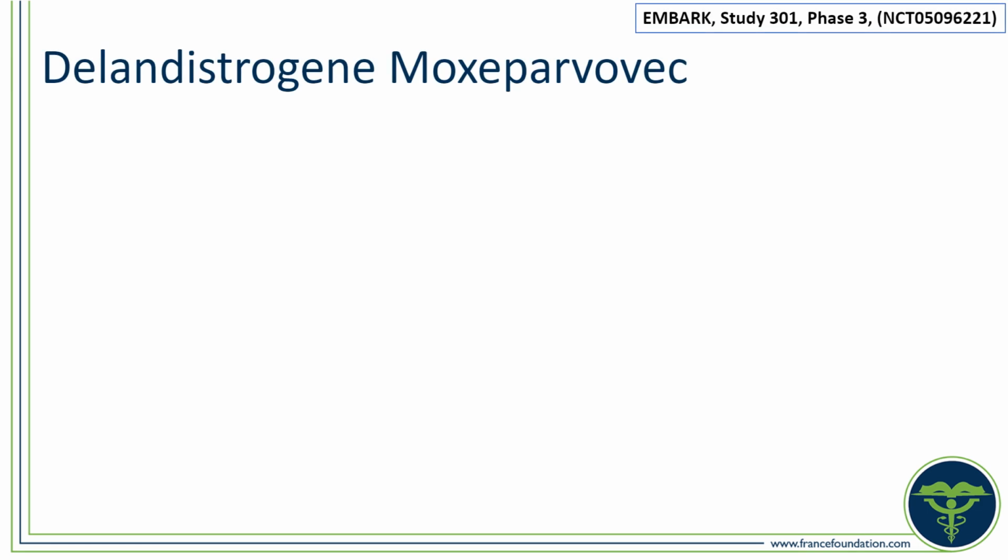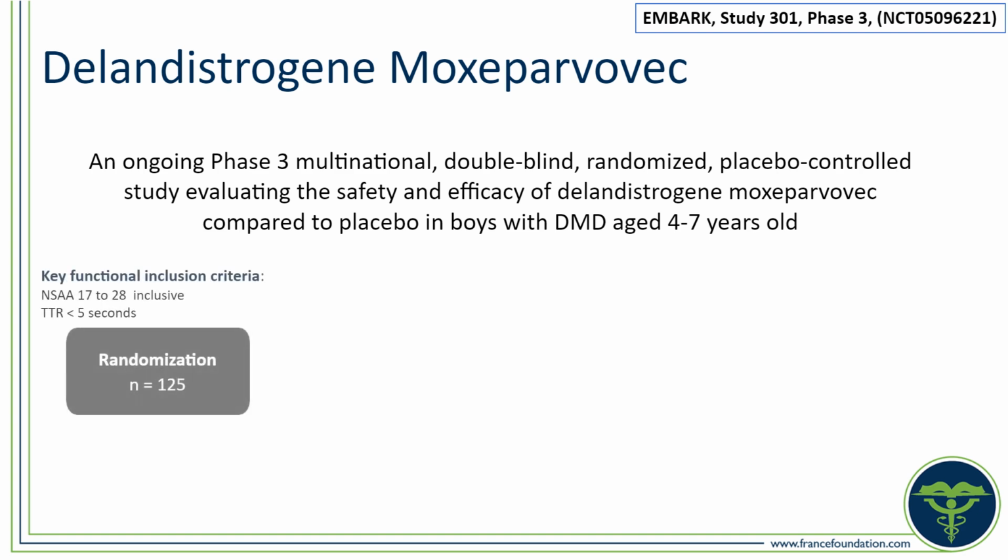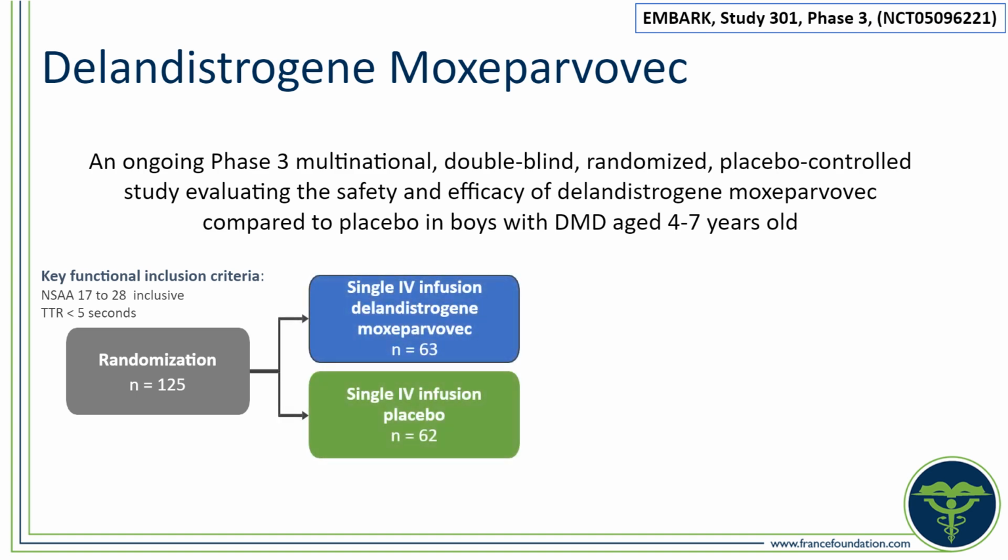In addition, the EMBARK study, or Study 301, is an ongoing phase 3 multinational, double-blind randomized placebo-controlled study evaluating the safety and efficacy of delandistrogene moxeparvovec compared to placebo in boys with Duchenne ages 4 to 7 years old. So these boys were randomized to receive either the IV infusion of active product, delandistrogene moxeparvovec, or a single IV infusion of placebo at the beginning.